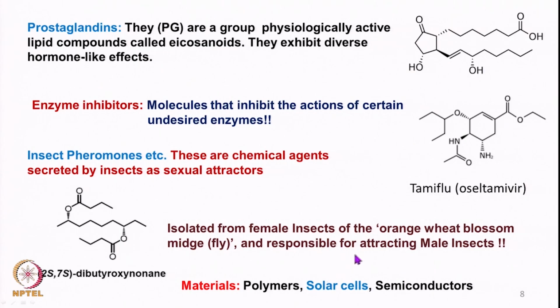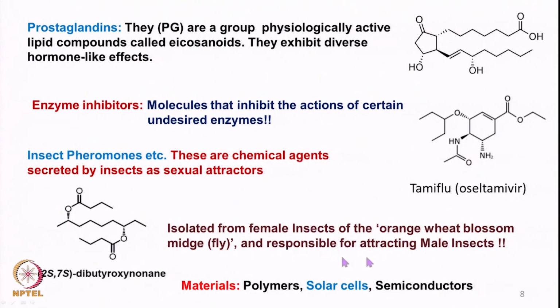Likewise, if we isolate the pheromone from the male insects, synthesize it and keep it in the field where this wheat is grown, then all the females will be attracted towards that male insect pheromone, and then of course we can spray the insecticide and kill all the female insects.